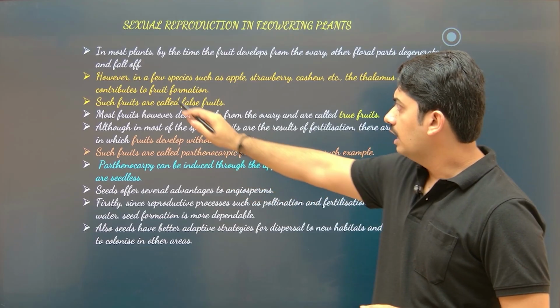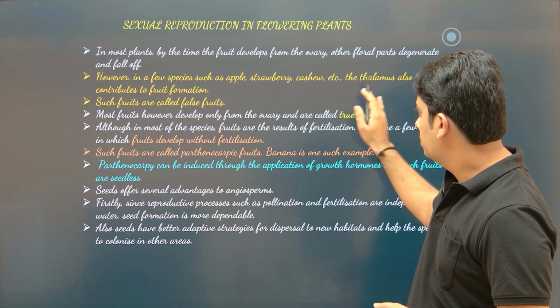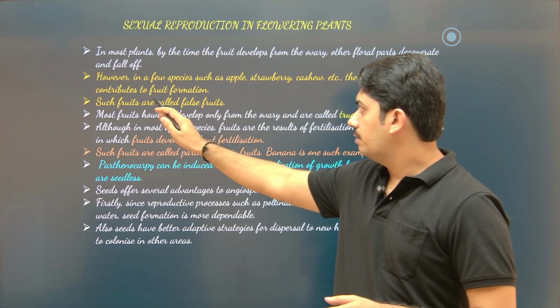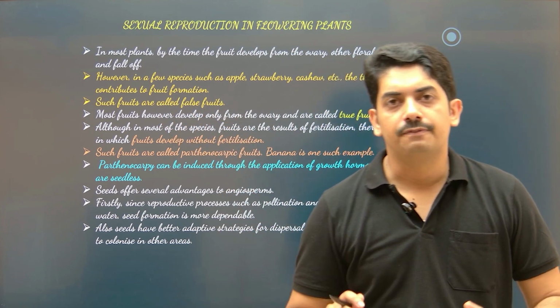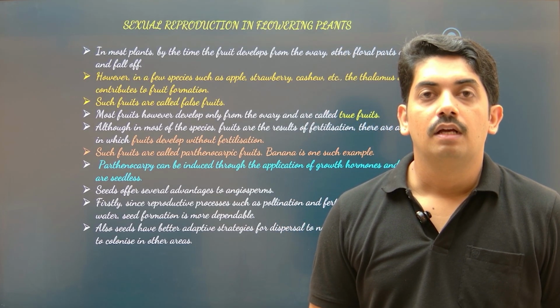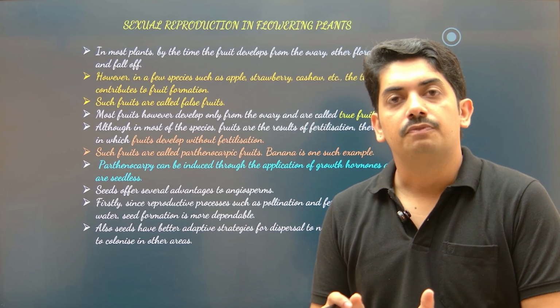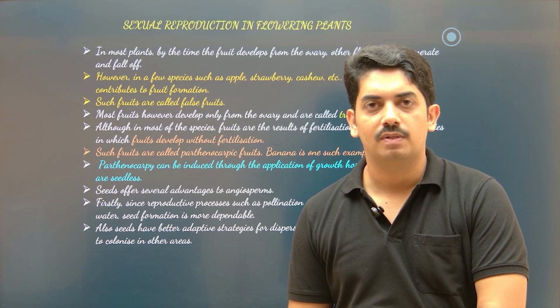Okay. However, in a few species such as apple, strawberry, cashew, the thalamus also contributes to fruit formation. Tell me, what if other than the ovary forms a fruit, what do we call it: true fruit or false fruit?